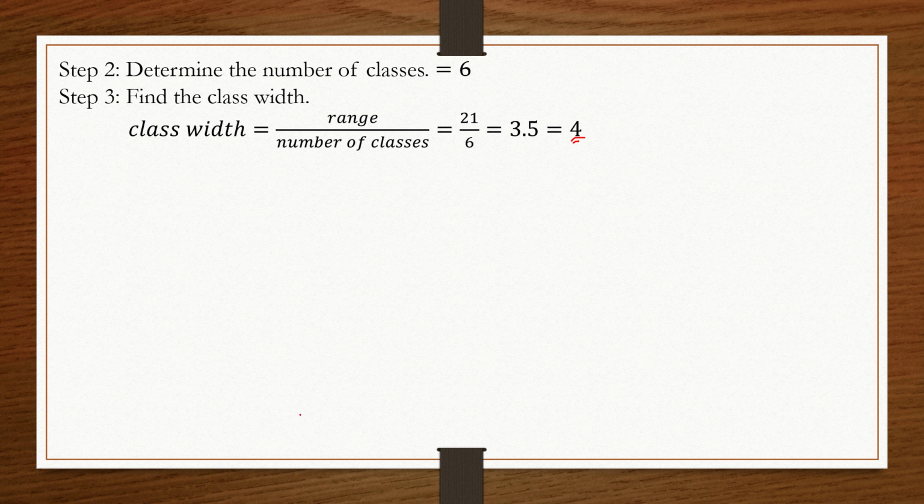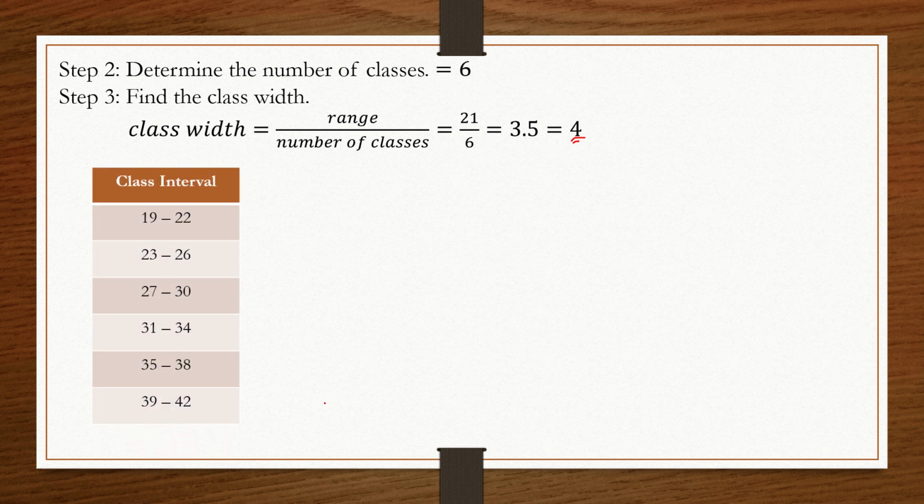Okay? So, paano? Katandaan sa pag-construct is yung lowest value. What is our lowest value? Which is 19. Okay? So, ito na po yung class interval natin. Ilagay dito 19, the lowest value. So, yung next na gagawin? Add ka dito ng 4. 19 plus 4 is 23. So, saan galing yung 4? Yung 4 po is yung class width natin, di ba?